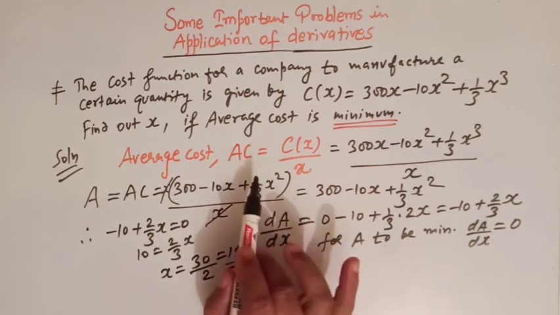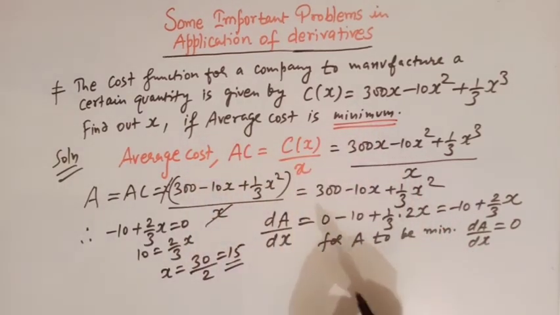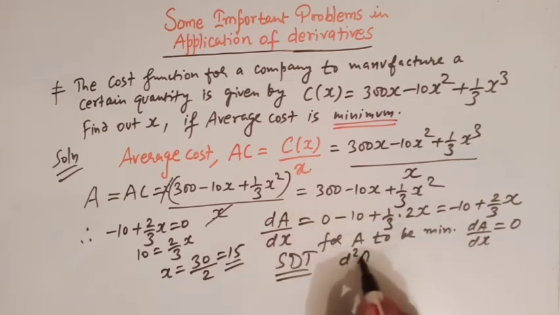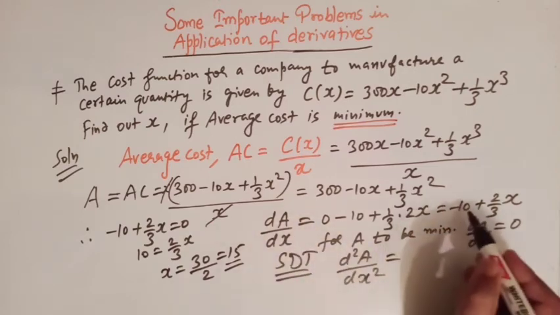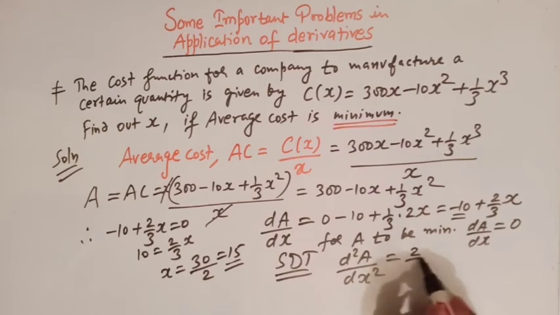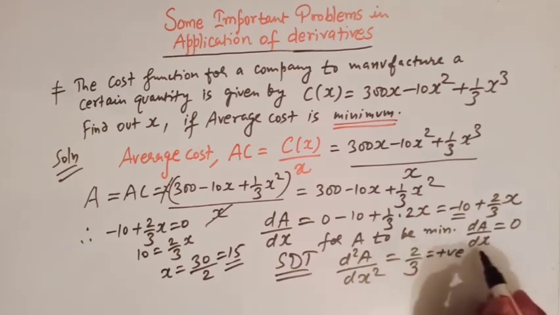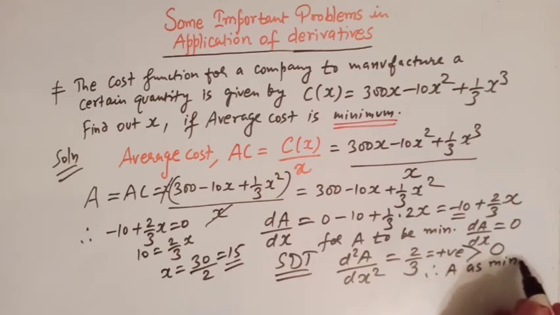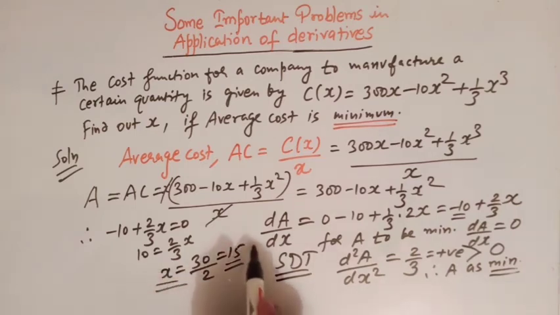Now we have to see whether this cost is minimum or not. So we'll make use of the second derivative test. So let us find the second derivative of A. So d2A over dx2 is equal to, the derivative of minus 10 is 0 and the derivative of x is 1. So we have 2 by 3, and it is a positive quantity, so it is greater than 0. So therefore we have A as minimum, right? And the value of A as minimum occurs at x equal to 15, right? So the required value of x is 15.